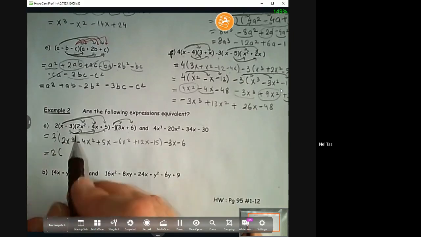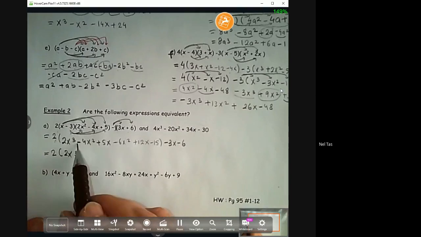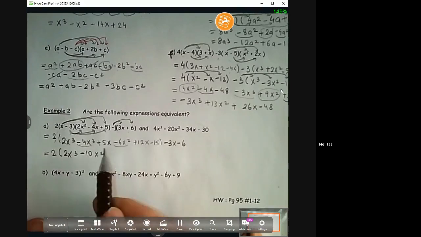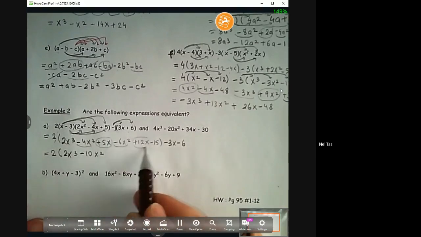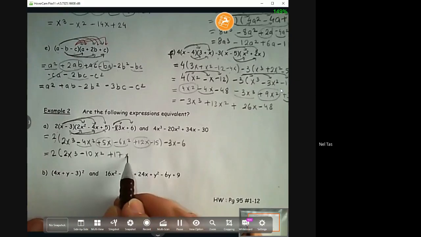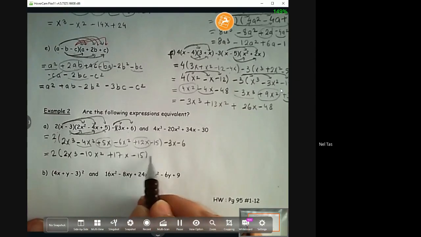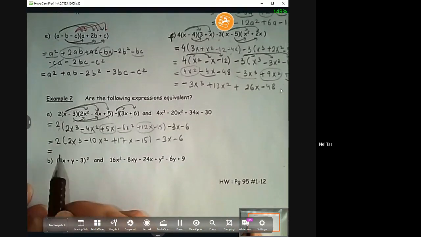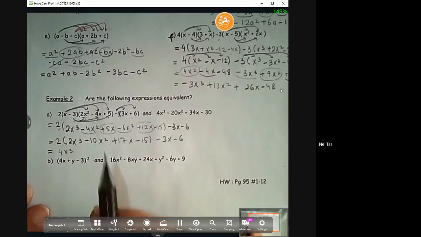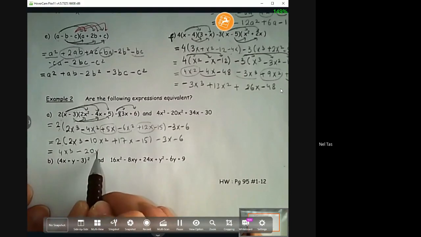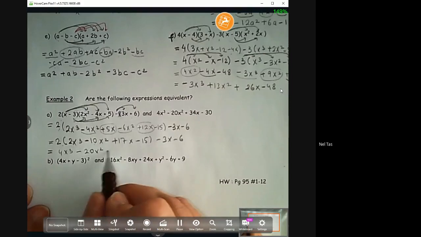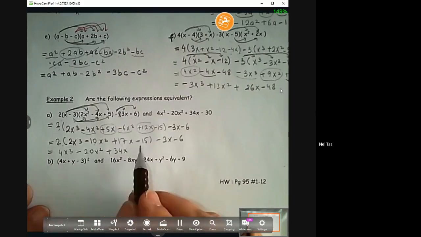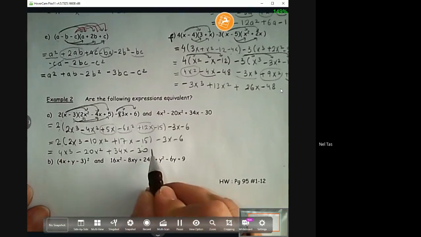by that constant. So we have 2x cubed, we have negative 4x squared, negative 6x squared, negative 10x squared, and we have positive 5x, positive 12x, 17x, and finally minus 15. Okay, now distribute the 2. So 2 times 2x cubed, 4x cubed. 2 times negative 10x squared, negative 20x squared. 2 times 17x, 34x. 2 times negative 15, negative 30.